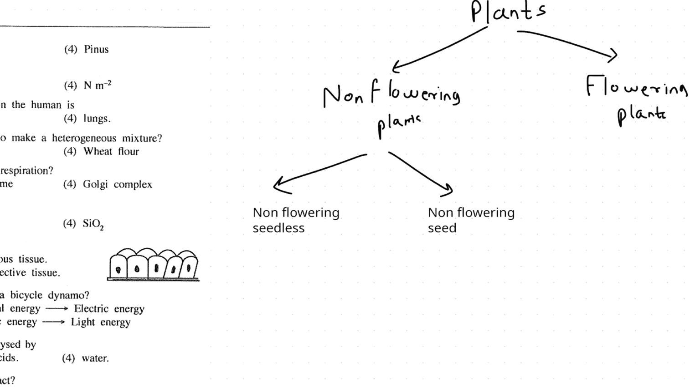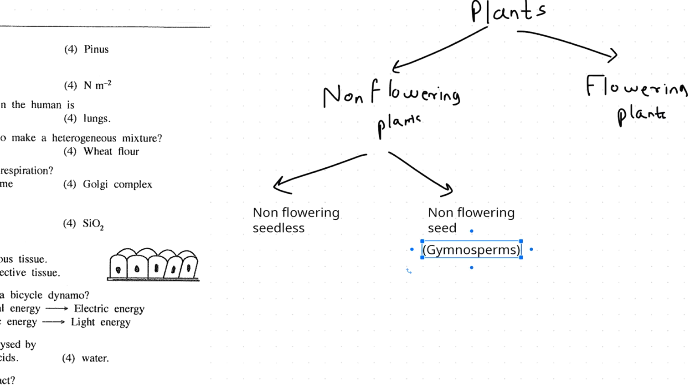Non-flowering seed plants are also called gymnosperms. What is the meaning of the word gymnosperms? Yes, naked seeds. That means in most plants the seed is covered by a fruit.